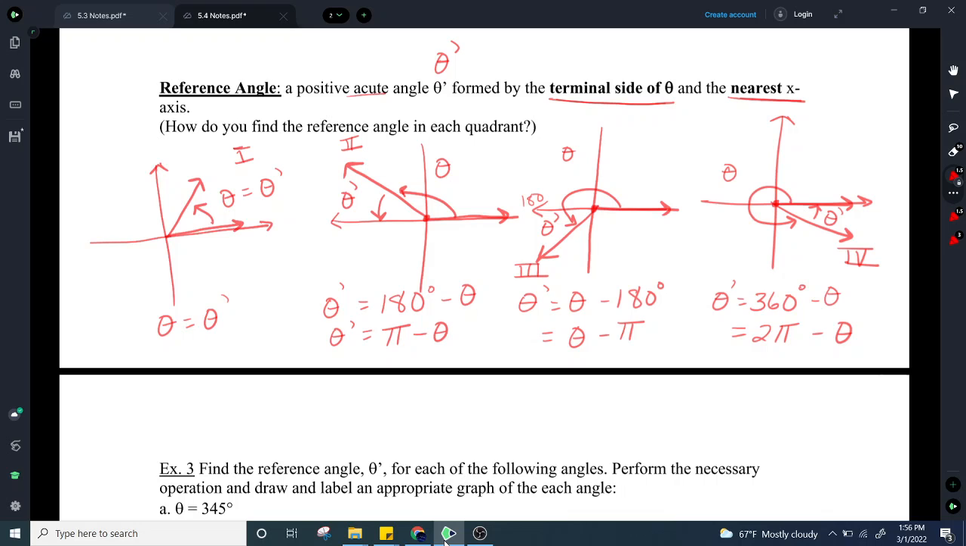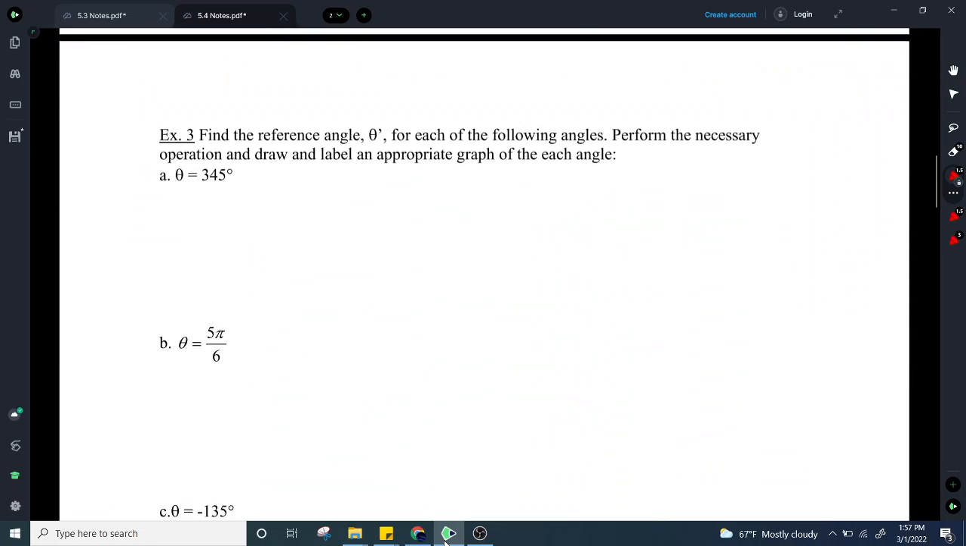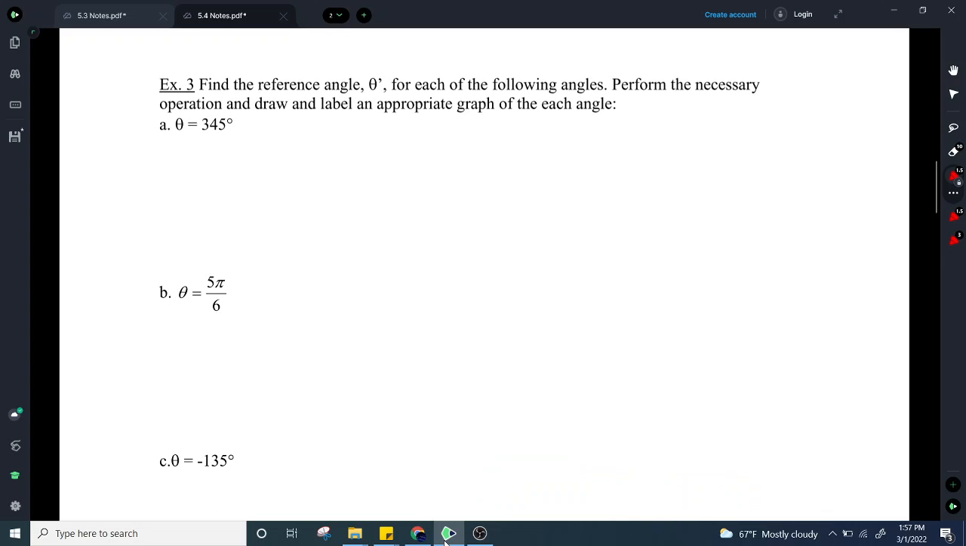I don't think this is something I would memorize. I think I would just draw the angle every time and figure out what gets me to the nearest x-axis. I think if you get in the habit of doing that every time, these will be very easy problems for you. So let's do a couple of examples here. Find the reference angle theta prime for each of the following angles.